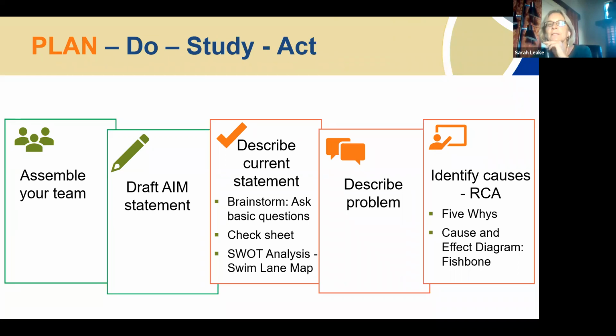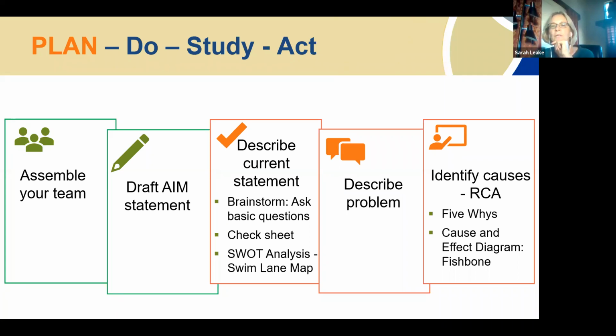So in the planning stage, it is important for the team to examine the current state. And in doing this, you ask several questions. For example, what are we doing now? How do we do it? Who is involved? What is done well? What could we be doing better? All of this is in your discovery or in your planning stage. Some of the tools that you can use are brainstorming, a check sheet, and a SWOT analysis. And we'll look at that a little bit later.